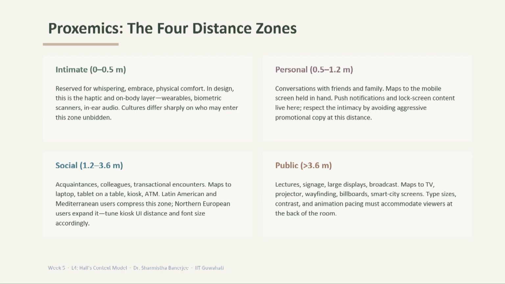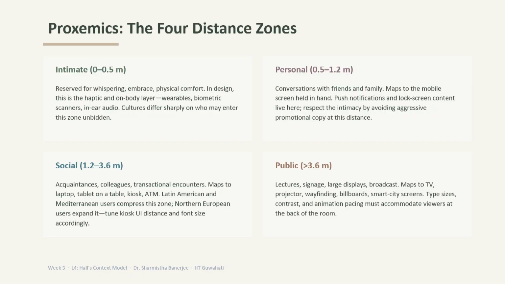Now coming to the 4 distance zones. The intimate zone is up to about 0.5 meters, reserved for whispering, embrace, and physical comfort. In design, this is the haptic and on-body layer: wearables, biometric scanners, in-ear audio. Cultures differ sharply on who may enter this zone unbidden.